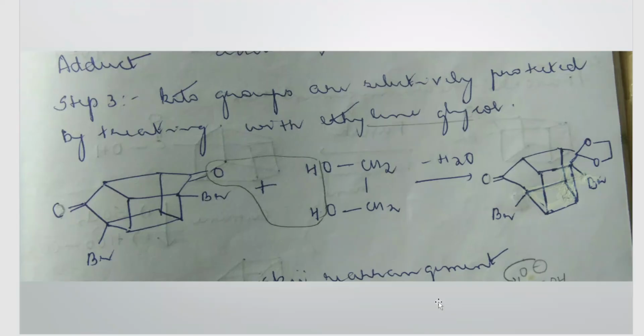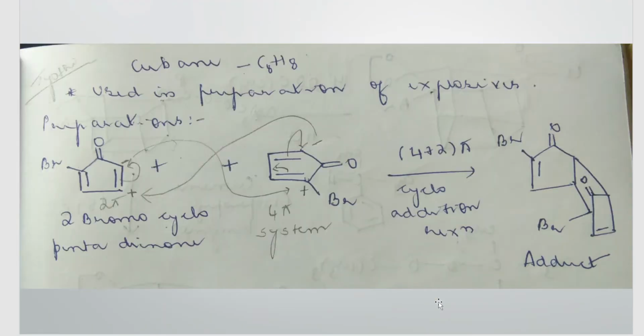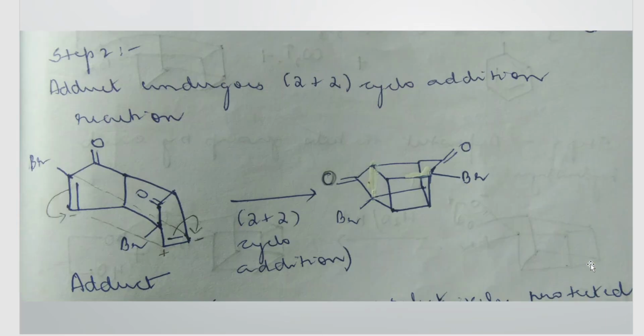So can we just summarize what all steps are there? So cubane, that is C8H8: the first step is a 4 plus 2 cycloaddition reaction, that is we are taking 2-bromocyclopentadiene where we get an adduct formation. And in the next step, our adduct will undergo a 2 plus 2 cycloaddition reaction. So you get two sides which look similar, correct? This side also looks the same, this side also looks the same. Now you will deal with one side at a time.